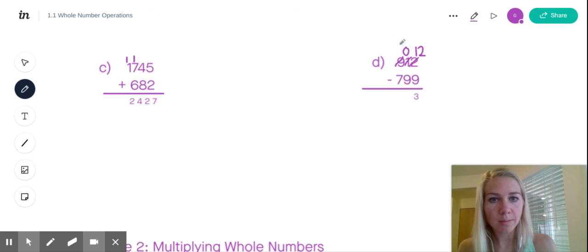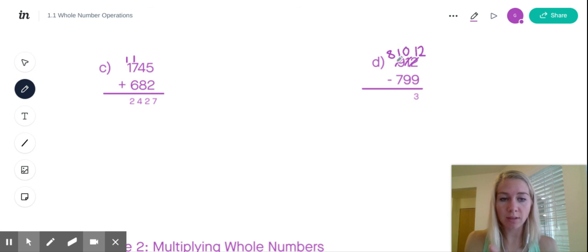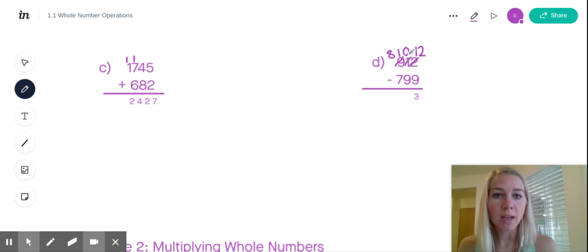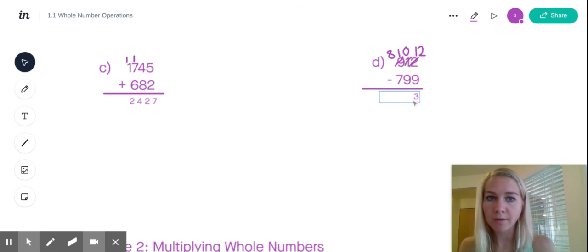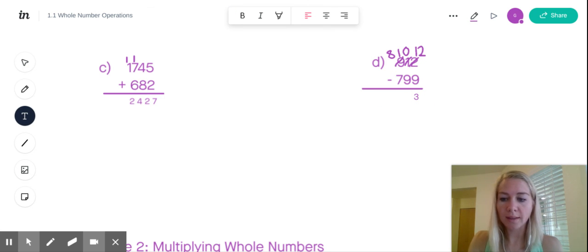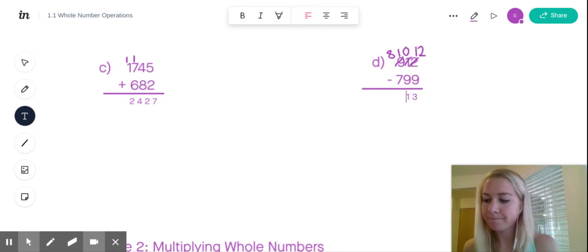So my 9 becomes an 8. And now my 0 becomes a 10 because we borrowed a group of 10 from the hundreds and gave it to the tens. So now we have 10 minus 9. Can you have 10 things and take away 9 of them? Absolutely, and that will leave us with 1.